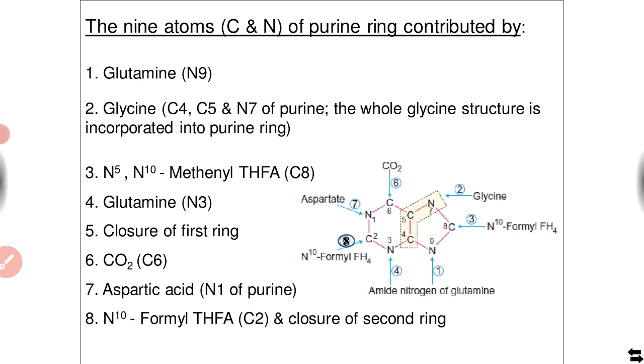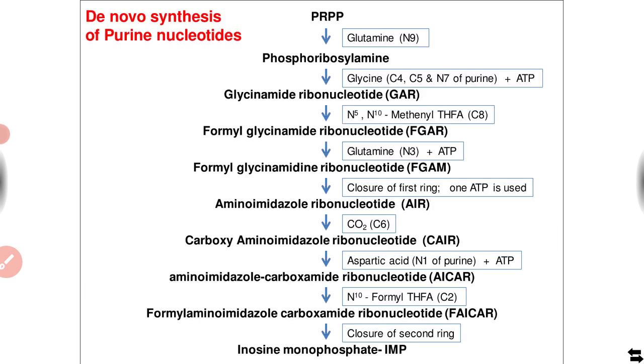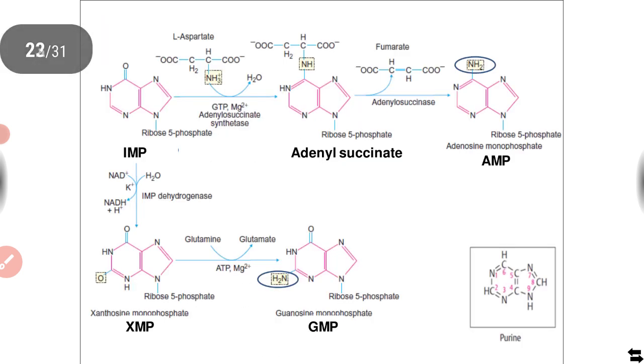Now you know how IMP, or inosine monophosphate, the parent purine nucleotide, is formed, from which adenosine monophosphate and guanosine monophosphate are formed. So the difference between IMP and AMP is that an amino group is attached at the C6. The amino group is donated by aspartic acid. Aspartic acid is initially added to C6 by adenylosuccinate synthase, then leaving behind the amino nitrogen, the rest of the aspartic acid is removed as fumarate by the enzyme adenylosuccinase to form adenosine monophosphate.